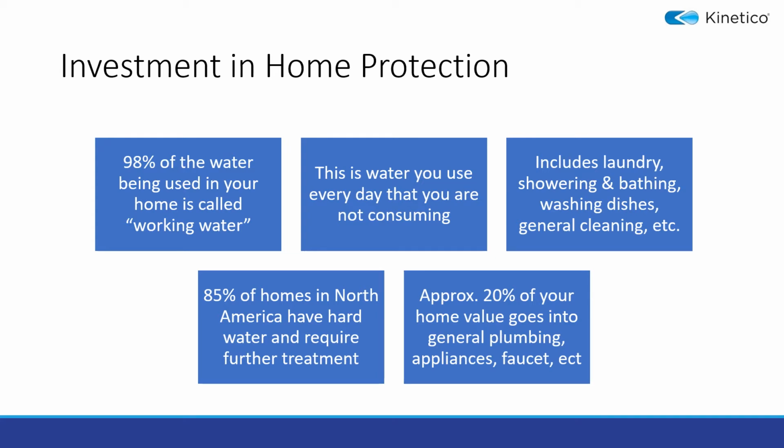As I mentioned before, about 85% of homes in North America live in a hard water environment and require further treatment. And approximately 20% of your home value goes into general plumbing, appliance, faucets, etc. So to put this in perspective, if your home value is $450,000, that means about $90,000 worth of that investment touches water. So what is it worth to protect that from scale buildup, deterioration, and repairs?